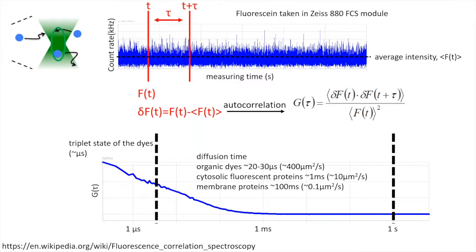So by looking at the autocorrelation curve, the information you can get is the amplitude, the decay time, and also the slope. Is it steep or is it shallow? These three points can give you information about how your system behaves in your focal volume.